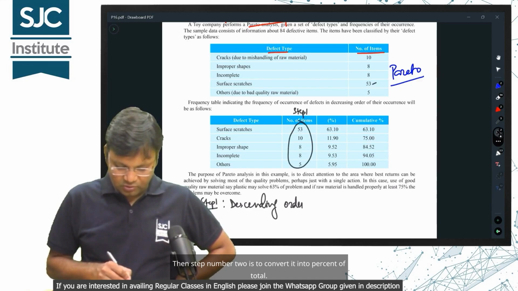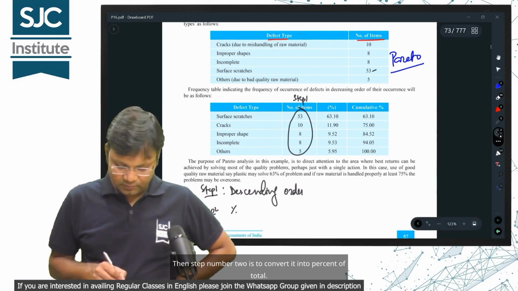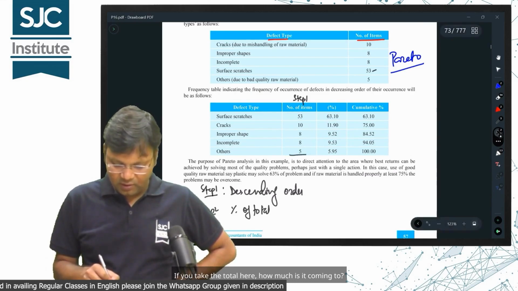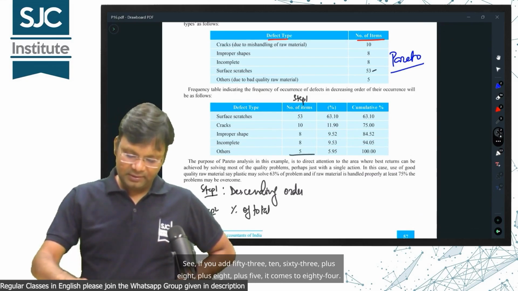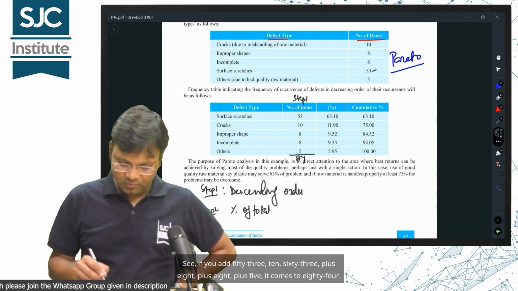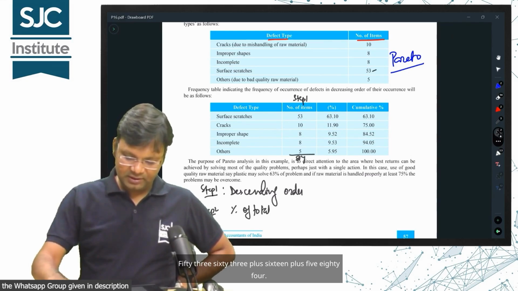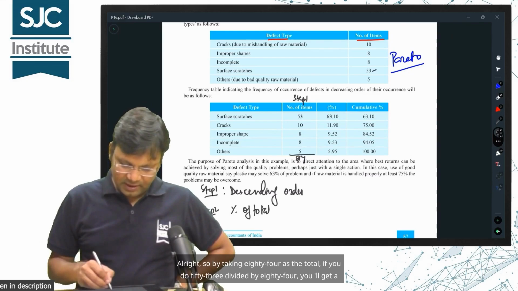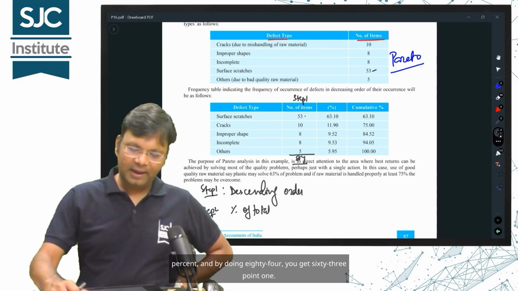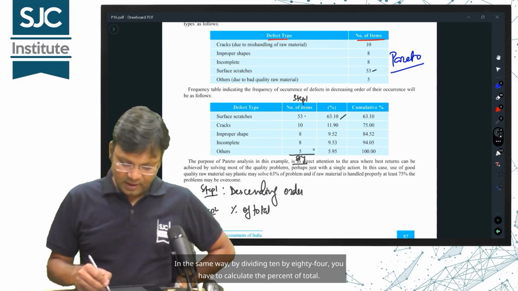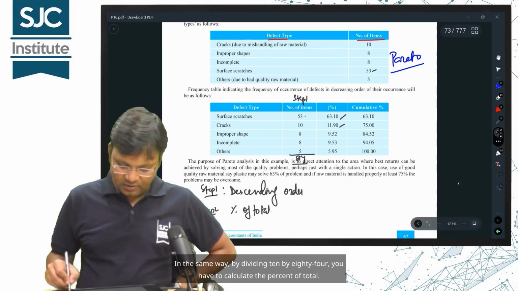Then step number 2 is to convert it into percent of total. Convert its frequency into percent of total. If you take the total here, how much is it coming to? See, if you add 53, 10, 63, plus 8, plus 8, plus 5, it comes to 84. Alright, so by taking 84 as the total, if you do 53 divided by 84, you'll get 63.1 percent. In the same way, by dividing 10 by 84, you have to calculate the percent of total.